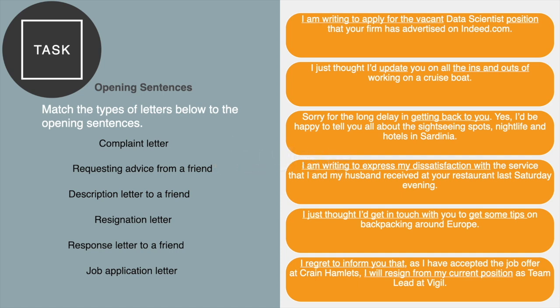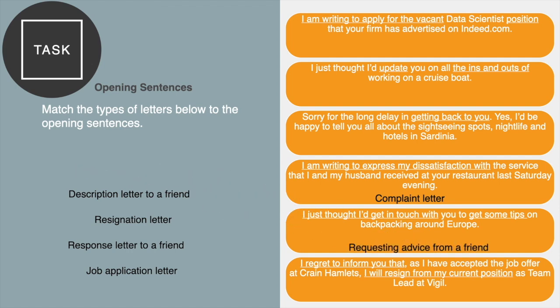So let's take a look at the answers. A complaint letter. I'm writing to express my dissatisfaction. This is clearly a conventional opening complaint sentence to a company. Furthermore, you could replace dissatisfaction with many other nouns, such as frustration, annoyance, etc.